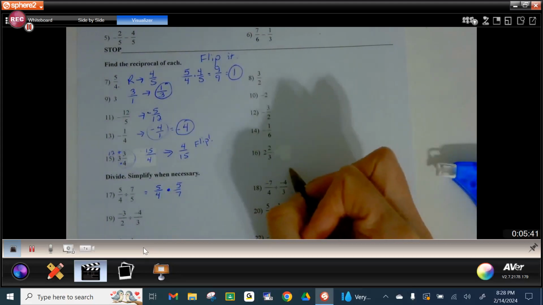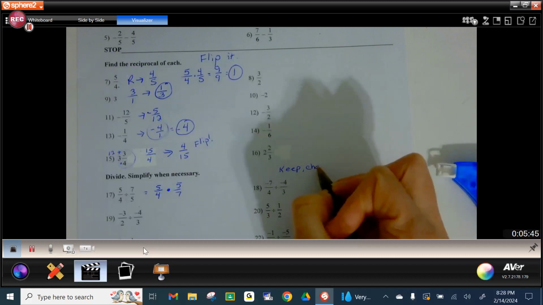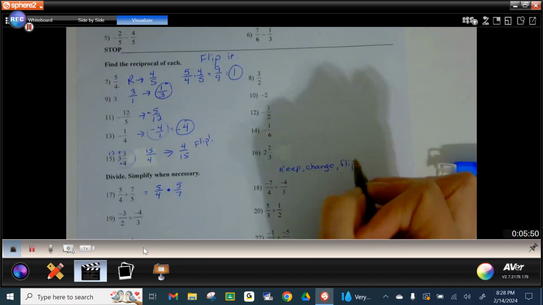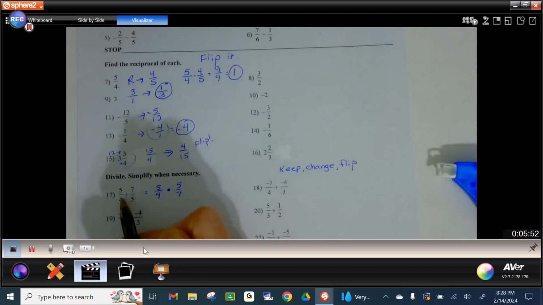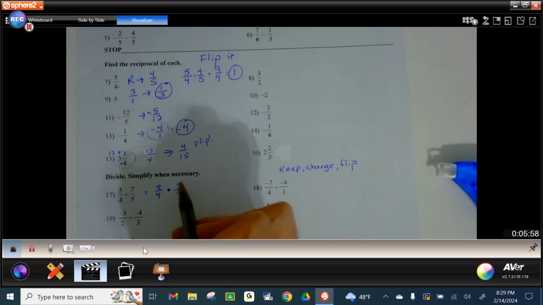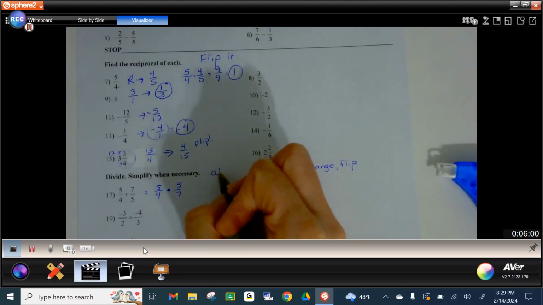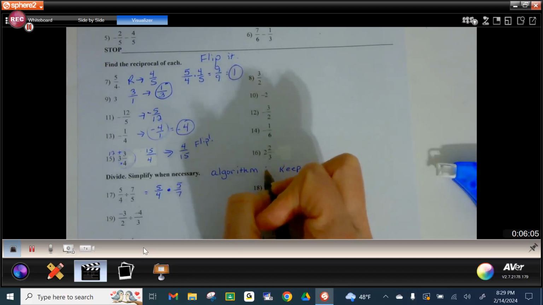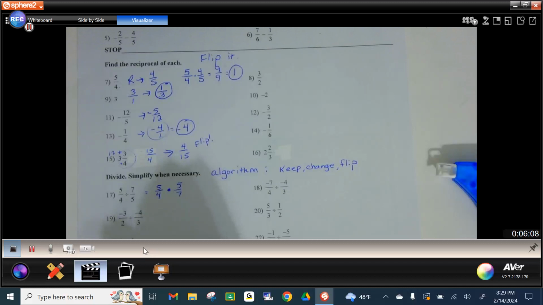So we talked about this in class. We're going to keep, change, and flip. Okay? So we keep the first fraction the way it is, we change this division to multiplication, and then we flip the second fraction. Now this is an algorithm or a rule, and I told you before, an algorithm or a rule is a process we use to make doing math easier.